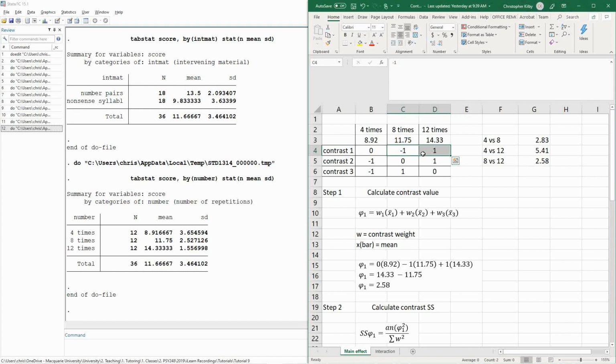So I recommend just getting used to using 1 here. It'll make your life easier later on. My next smallest difference would be 4 and 8. So I would have -1, 1, 0. And then my largest difference is 4 and 12. So I'd have -1, 0, 1.